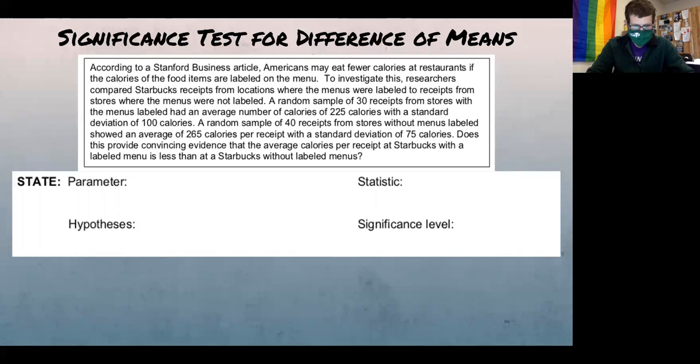Okay, so what's our parameter? What is it about the population that we're trying to make inferences on? If seeing the number of calories makes them buy more or less. Well, yeah, that's kind of verbalizing it, just describing. But statistically speaking, how would we write that out as a parameter?